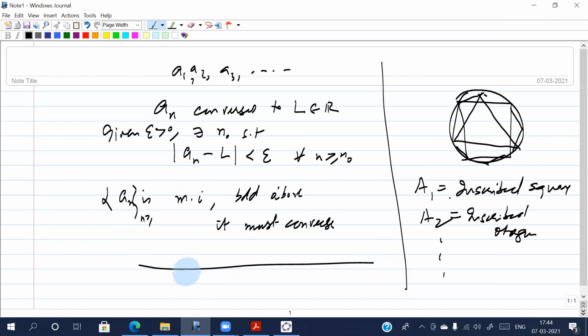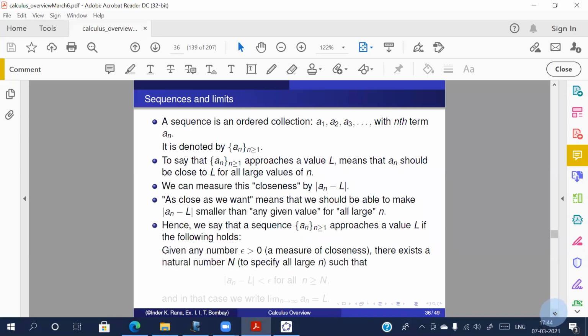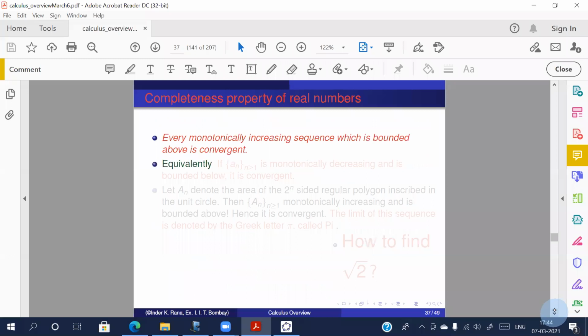If you take the perspective of the line, here is A1, here is A2, here is AN, and they are bounded by something. They cannot go beyond this; there is a barrier. So what should happen? All these ANs must come closer to some value L. That is the completeness property of real numbers, and that is the convergence of sequences. So the limit of a sequence can be defined. Every monotonically increasing sequence which is bounded above is convergent.